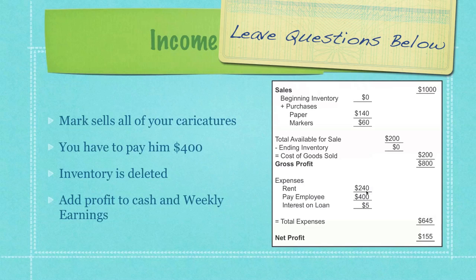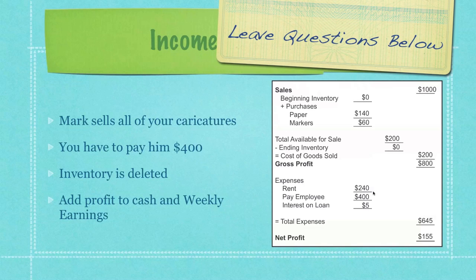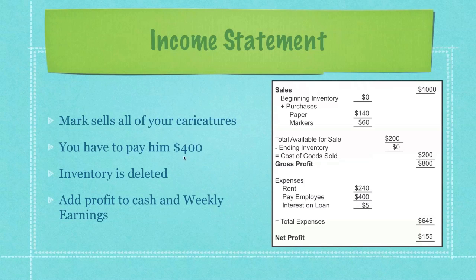And then you can see down here all your additional expenses being rent of $240, paying the employee, which is Mark, and the interest on the loan, which accumulated from the transaction with your uncle. And that creates a total number of expenses of $645, which leaves you with a net profit after cost of goods sold and total expenses of $155.